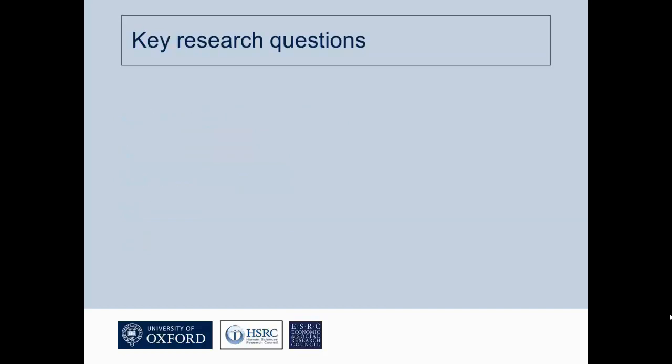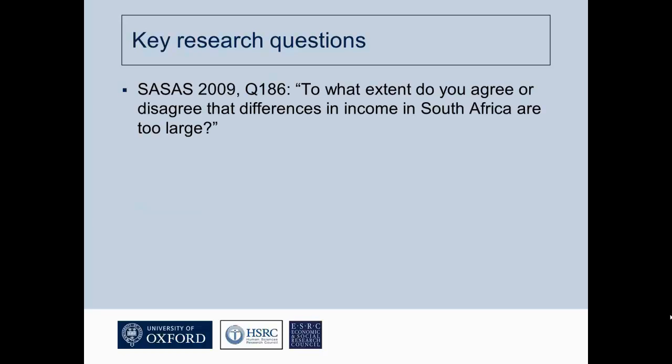So in this project, we essentially looked at two separate dependent variables as our key research questions, both of which were drawn from the South African Social Attitude Survey in 2009, or SASAS 2009 for short. The first of the two research questions relates to people's aversion to income inequality in South Africa. So question 186 of the SASAS survey in 2009 asks respondents, to what extent do you agree or disagree that differences in income in South Africa are too large?